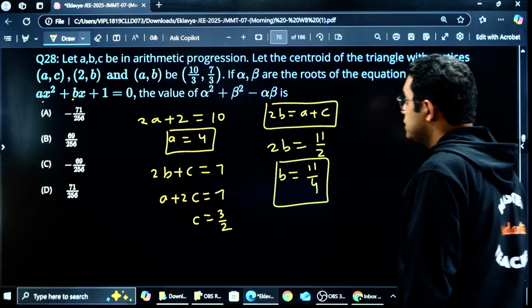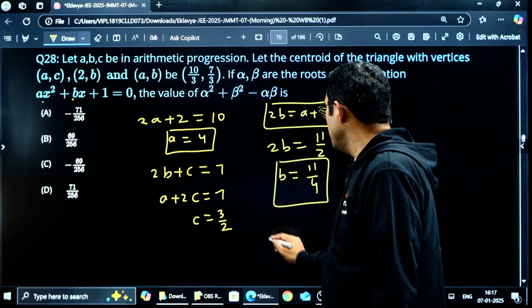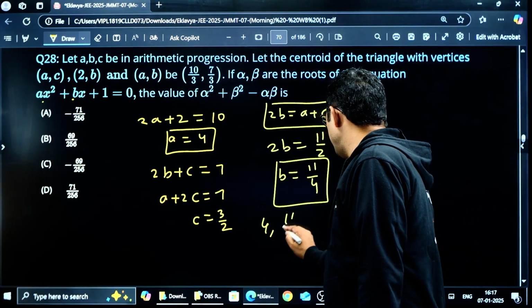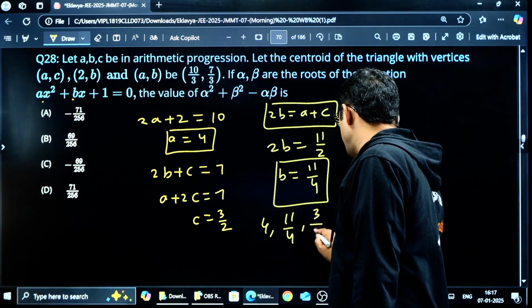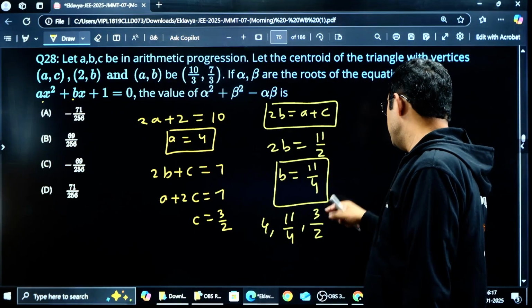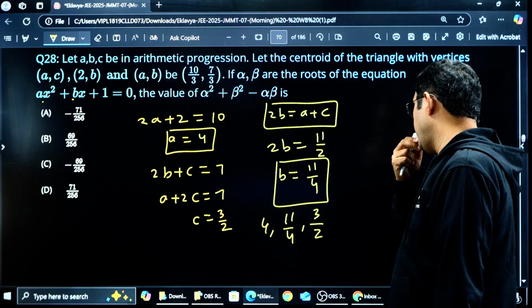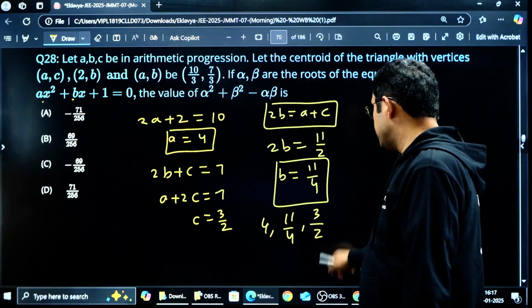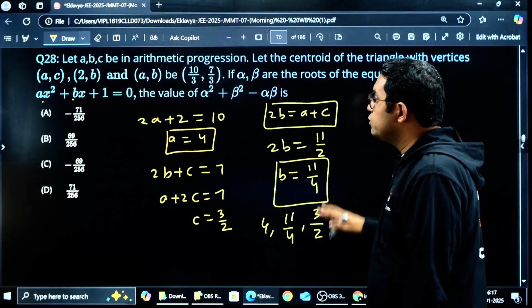Okay, let us once confirm whether we are doing it correct or not. So 4, 11 by 4 and 3 by 2 are in AP. That will be 16 by 4, 11 by 4, and 6 by 4. 16 minus 5 is 11, 11 minus 5 is 6, 6 by 4. Yeah, that is right. So these are the right values of a, b, c.